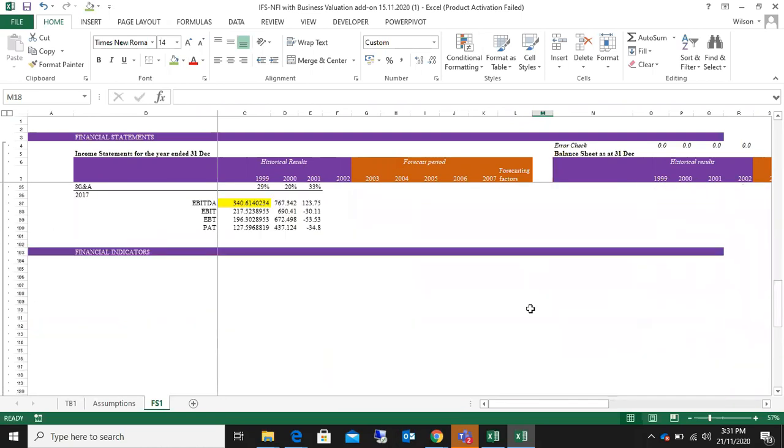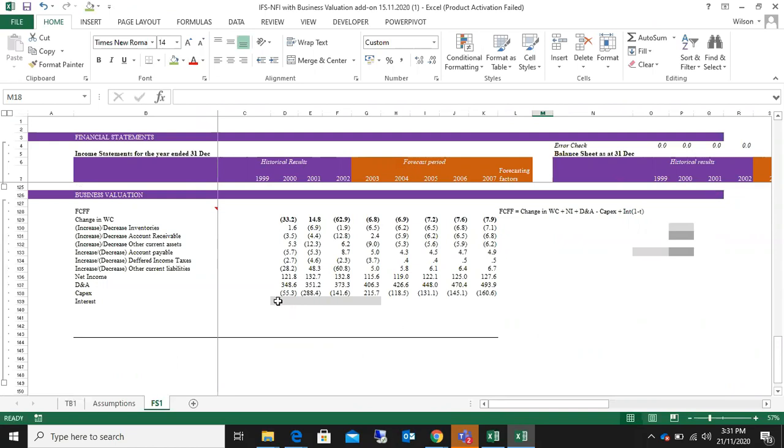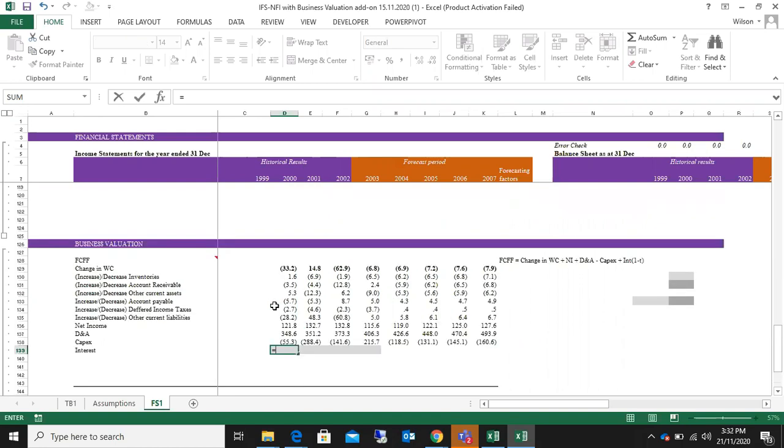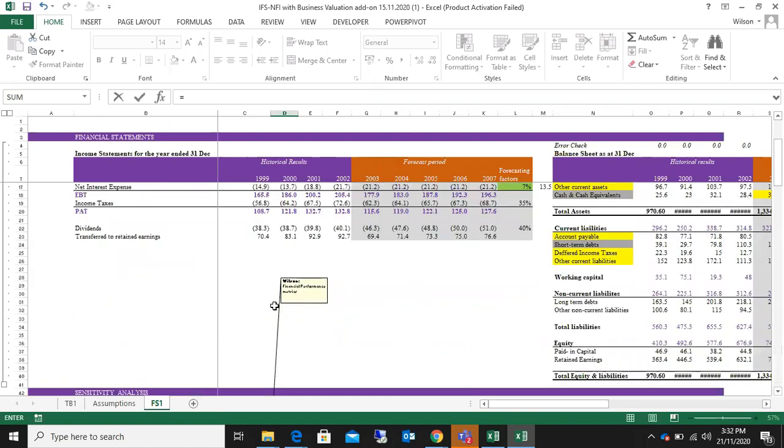So for the interest expense now, for the historical period, of course, which is from 1999 to 2002, but here we are looking at it from 2000 to 2002, based on the fact that it's the change in working capital that actually made us start from 2000, right? So what we're going to do is we're going to pick the historical period.